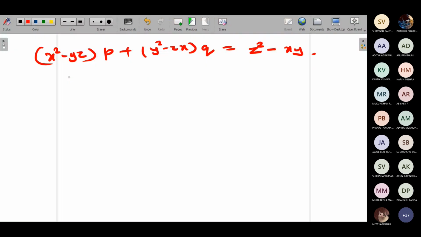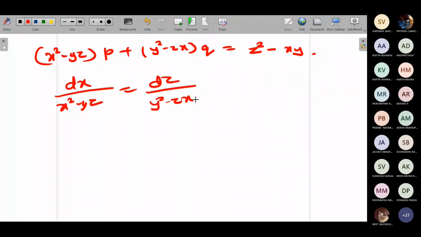So this is of the form Pp plus Qq equal to R. You will write dx by (x square minus yz) is equal to dy divided by (y square minus zx) is equal to dz divided by (z square minus xy). Now try to choose the multipliers. Either choose the multipliers or do it in the form I did in the last problem, equate it to some term. Somehow you try it and tell me what will be the answer for this.